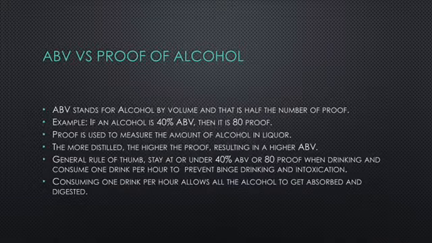Now that we understand what a standard drink is, next we have to talk about ABV, or alcohol by volume, and how it is different from proof and what that means for you when you're drinking. So again, ABV stands for alcohol by volume, and that is half the number of proof. For example, if an alcohol is 40% ABV, then it is 80 proof. Proof is used to measure the amount of alcohol, or ethanol, in liquor. Essentially, the more distilled, the higher the proof, resulting in a higher alcohol by volume.